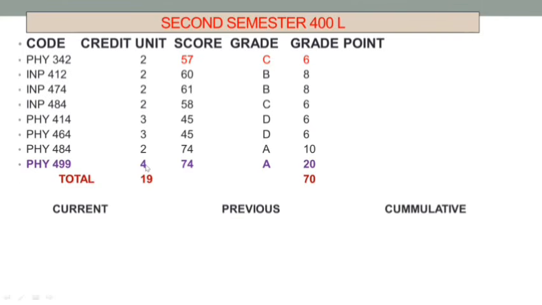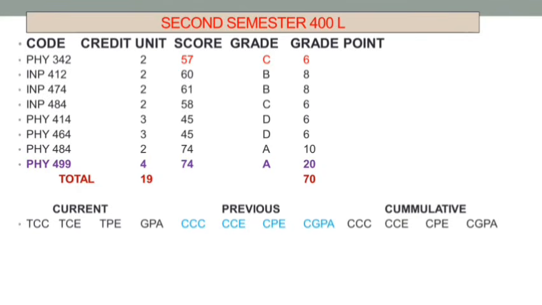PHY 499 is a 4 unit. This is project. In some institutions, project is 4 unit, while in others it is 6 unit. So he scored A, 74 in project, and A is 5 points. 5 times 4 is 20. So please, I advise: project is something that one really needs to work hard for, because one must not have anything in project less than A. If you have A, it boosts your grade point. So project, Mr. Boy scored A, and that A earned him 20 points.